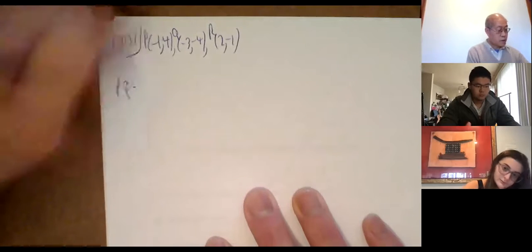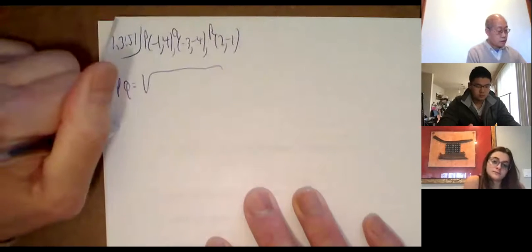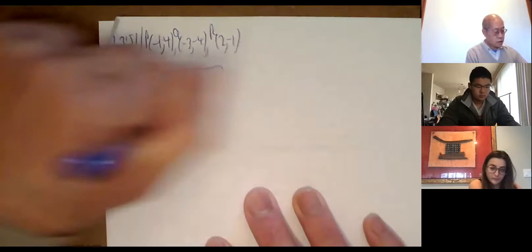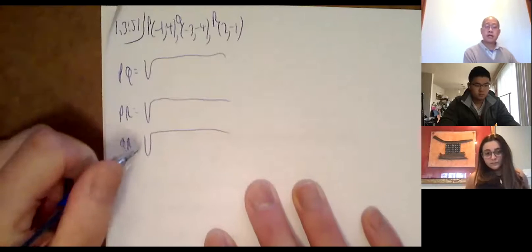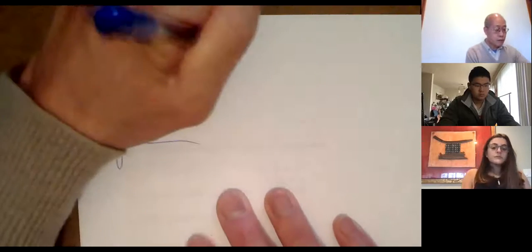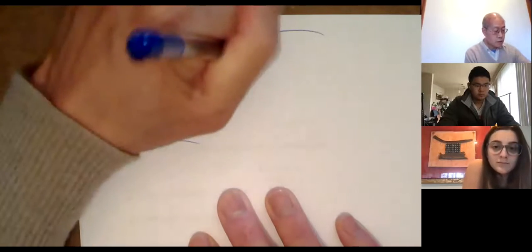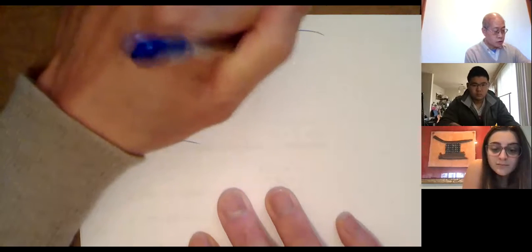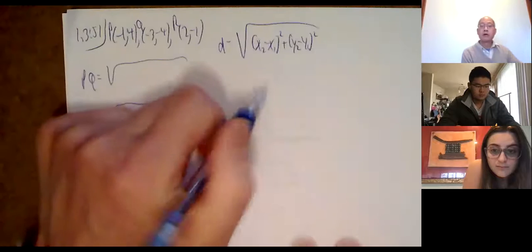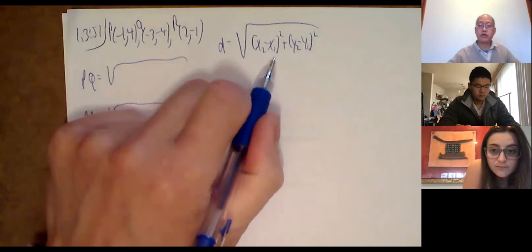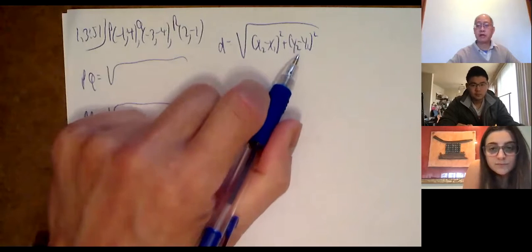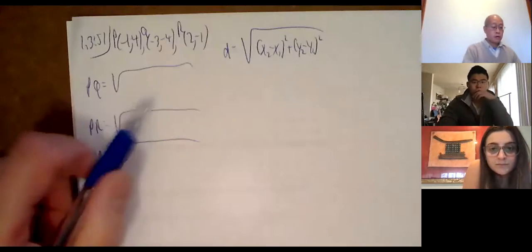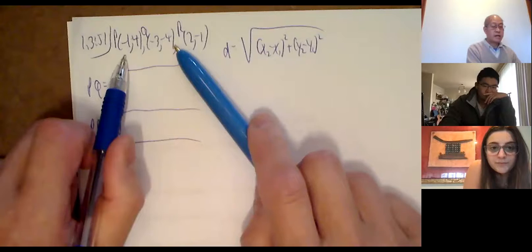So PQ, PR, QR. Throw it into the distance formula. It looks like this: the square root of x2 minus x1 squared plus y2 minus y1 squared. I think the book actually goes 1 here and 2 here, but it's the same thing. The points don't care which is first and which is second. Basically you subtract and square.